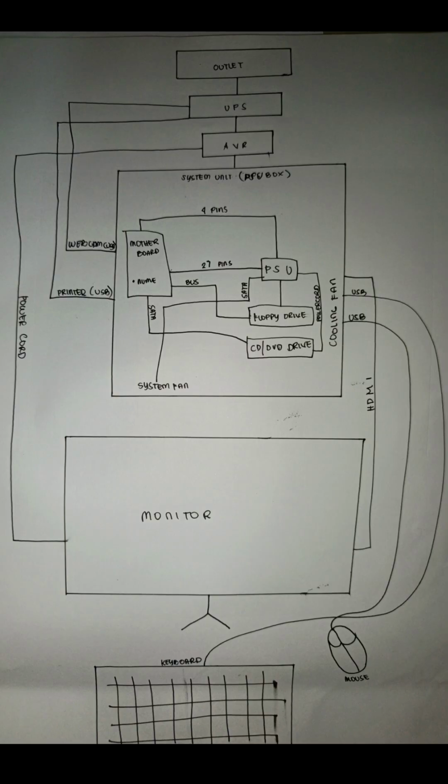So this diagram shows how a complete computer system is built and connected, from the power distribution to internal components and external devices. By organizing it, it becomes easier to understand how each part works together to make the computer function properly.